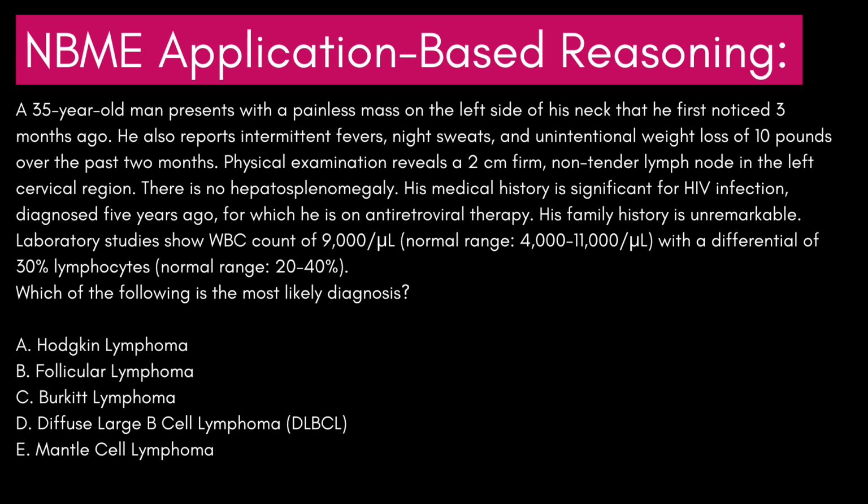on antiretroviral therapy. His family history is unremarkable. Laboratory studies show a white blood cell count of 9,000 per microliter, normal range 4,000 to 11,000 per microliter, with a differential of 30% lymphocytes, normal range 20 to 40%. Which of the following is the most likely diagnosis?